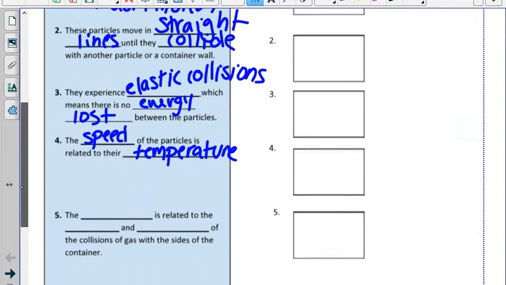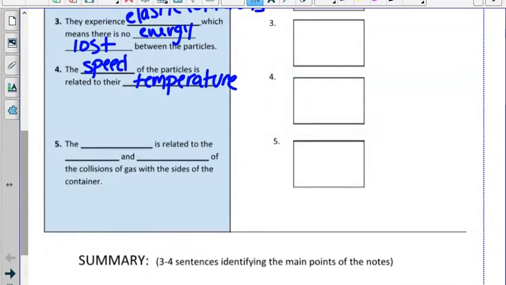All right. The last part of this theory is that the pressure of these gases is related to the number and the force of the collisions of gas with the sides of the container. So the more collisions you have and the harder they hit the walls, the higher the pressure is going to be. So like we've already kind of found, the more particles you have, the higher the pressure is going to be.